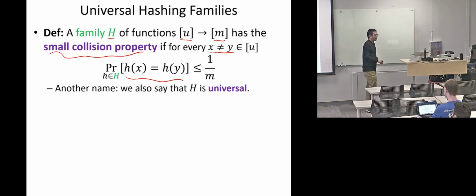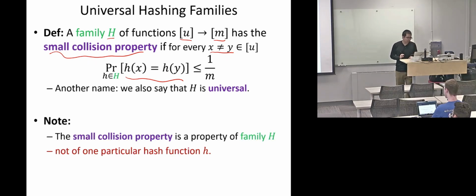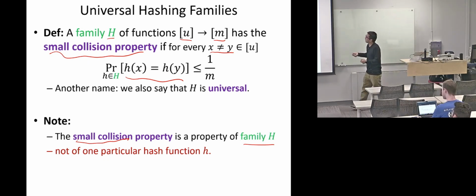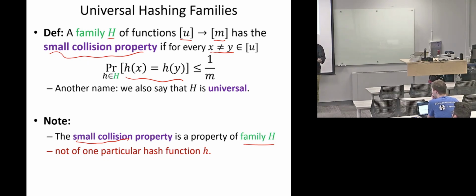Note again that this small collision property is a property of a family, not of one particular function. When you sample a function from this family, it satisfies this property. It doesn't make sense to say that one fixed function satisfies the small collision property. It needs to be about a family, a set of functions.